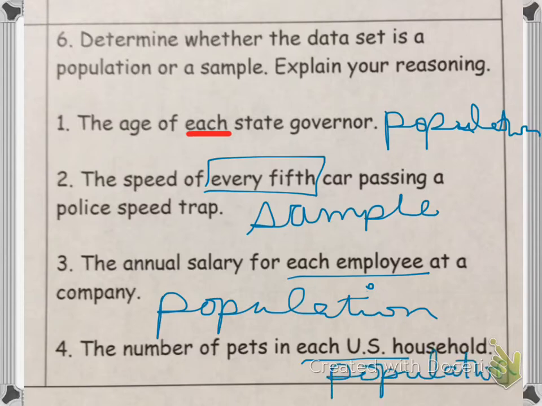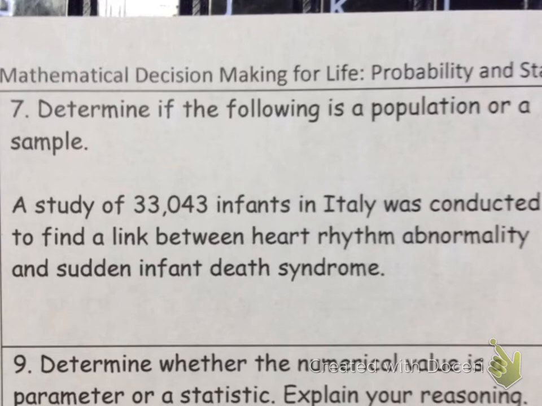So again, a population is asking everybody in the group, and a sample is asking part of the big group. Number 7, determine if the following is a population or a sample. So same question as before. A study of 33,043 infants in Italy was conducted to find a link between heart rhythm abnormality and sudden infant death syndrome.